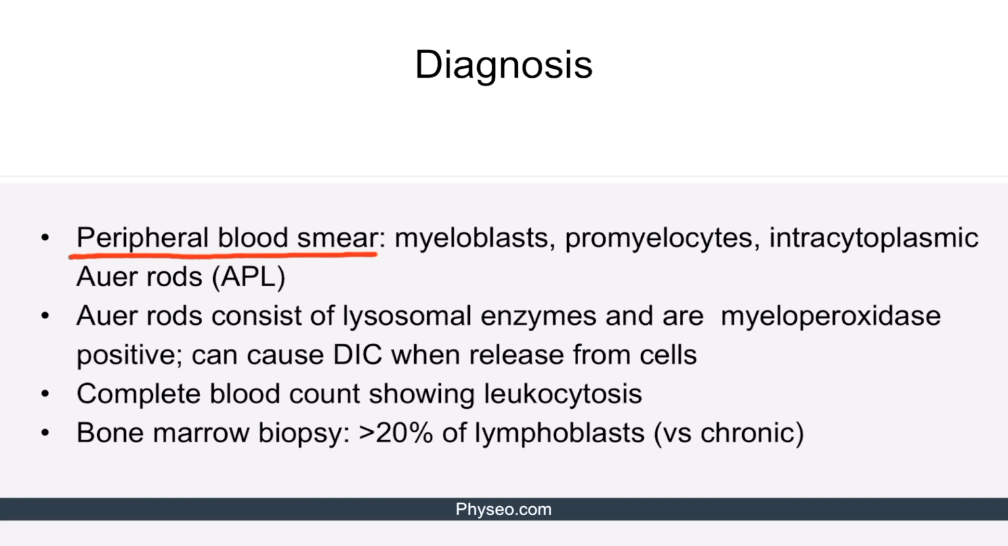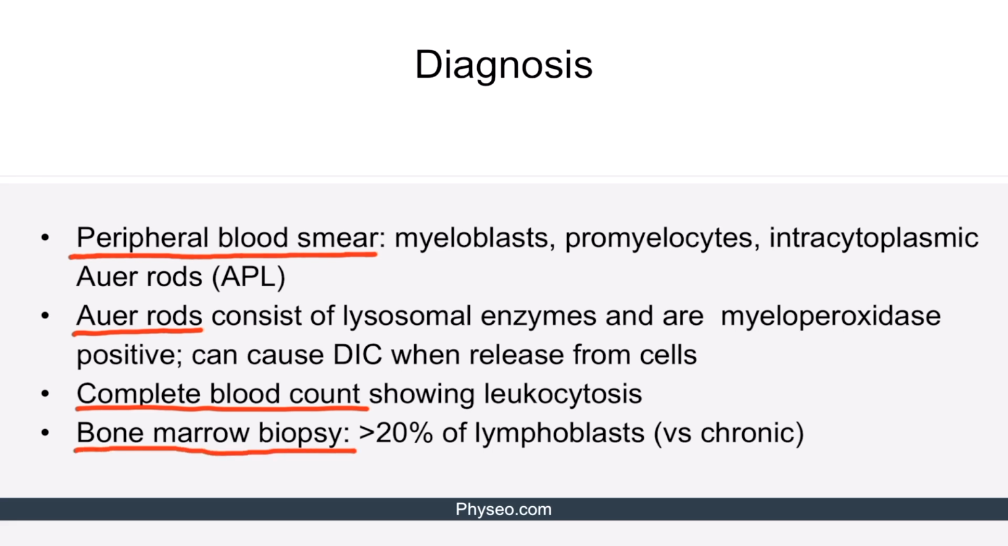The diagnosis of AML includes a peripheral blood smear, which will show myeloblasts and promyelocytes. A peripheral smear can also show Auer rods if there is acute promyelocytic leukemia. Auer rods consist of lysosomal enzymes and are myeloperoxidase positive. When the Auer rods get released from the cells, the enzymes can activate the coagulation cascade, resulting in DIC.